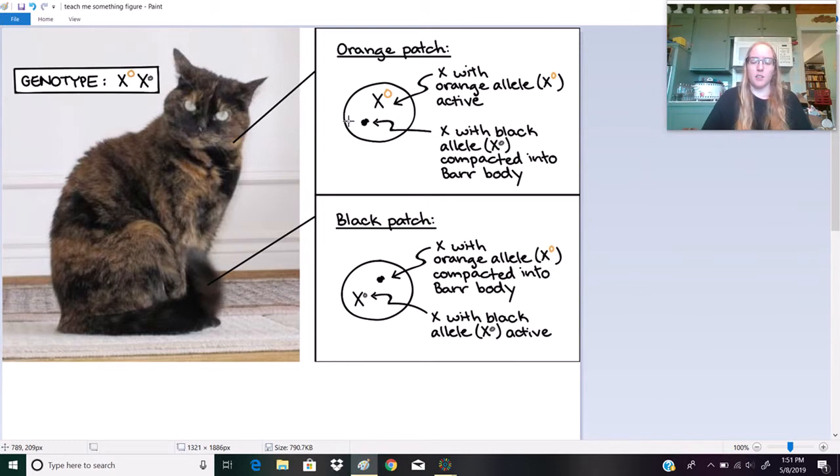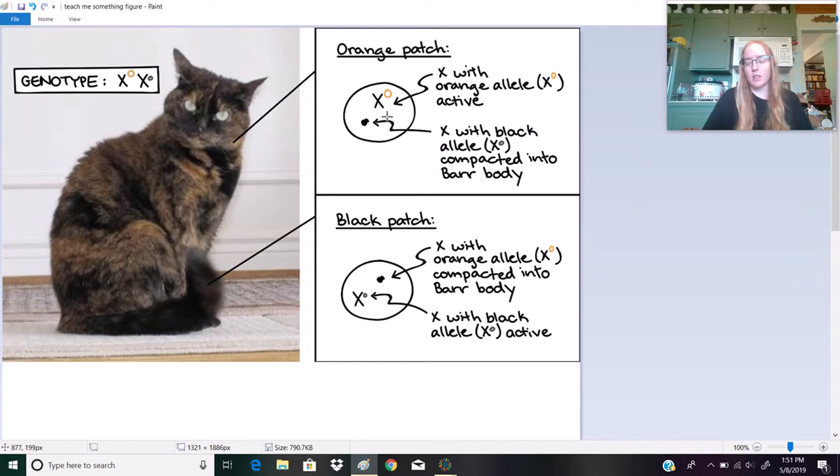Now, this inactivation process is random from cell to cell within the female. So some cells will shut down the paternal X, and some will shut down the maternal X, which leads to a sort of genetic mosaicism, almost.